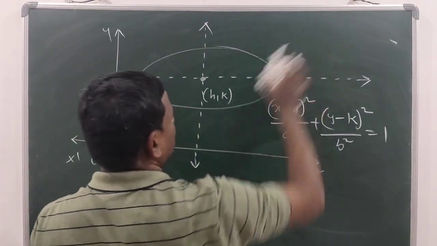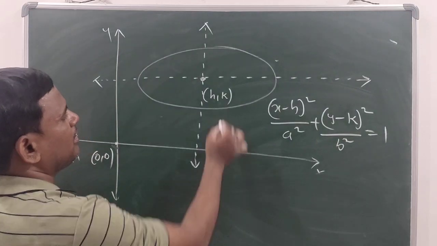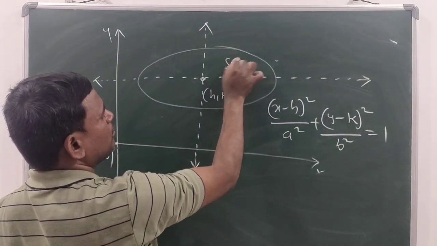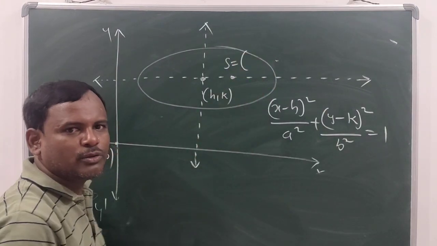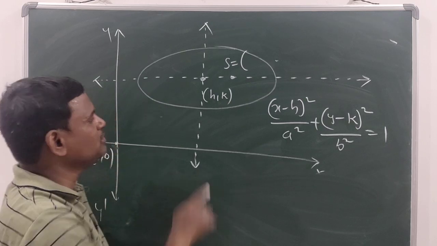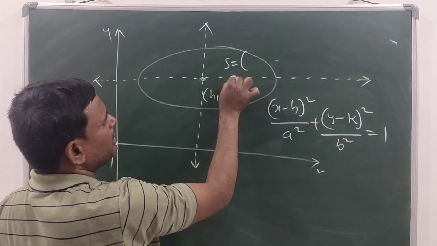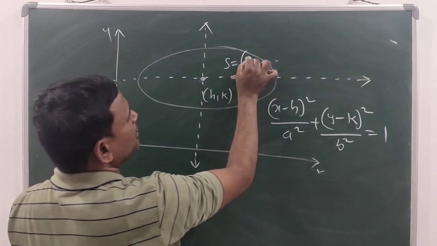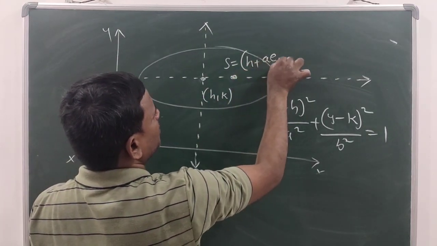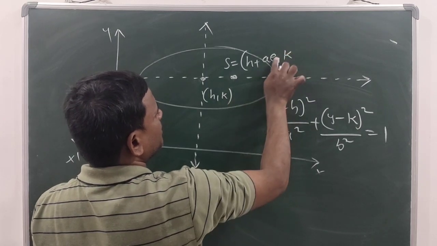Whose equation we have written here, and here you will get the focus. How do you get it? For the previous one you got AE comma 0. Just you need to add H here, because from here to here is H, from here to here is AE. So that you get H plus AE comma K.